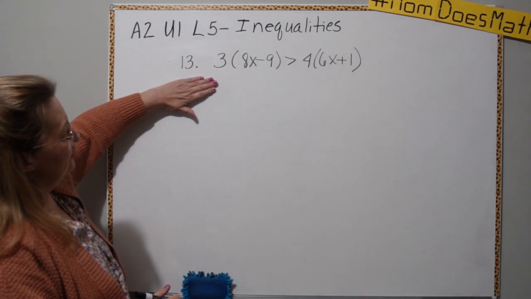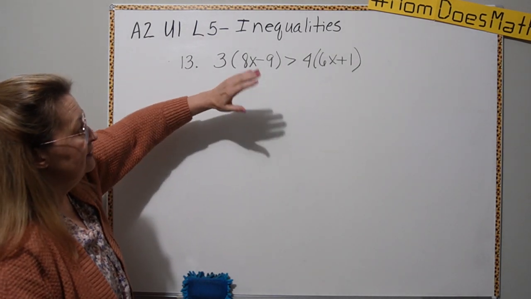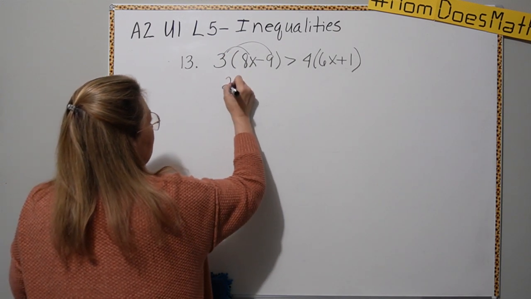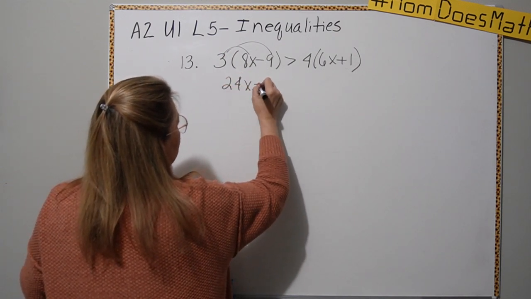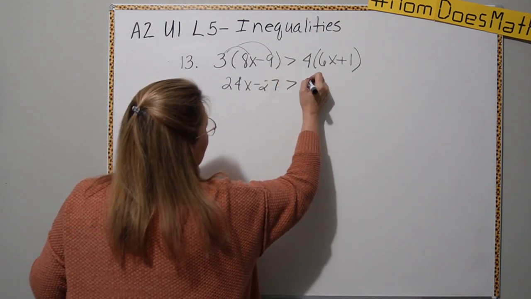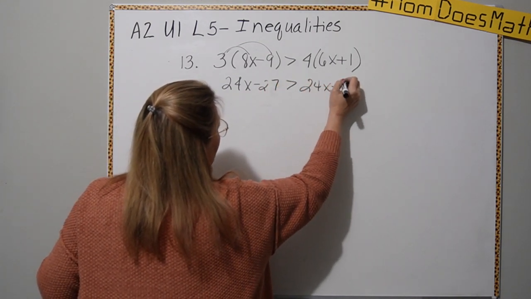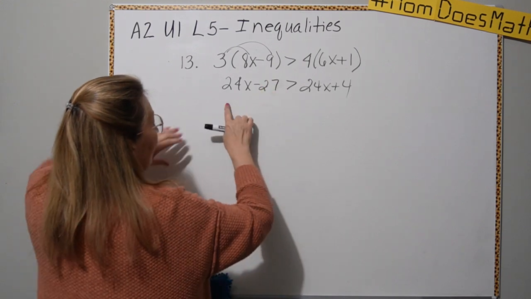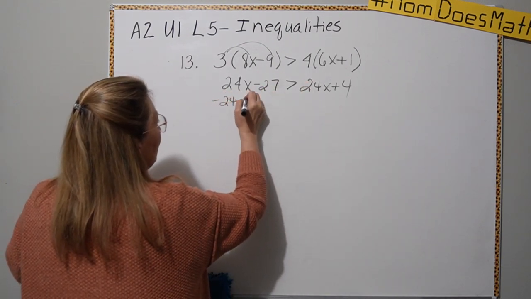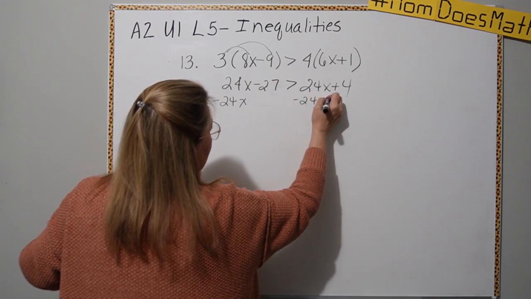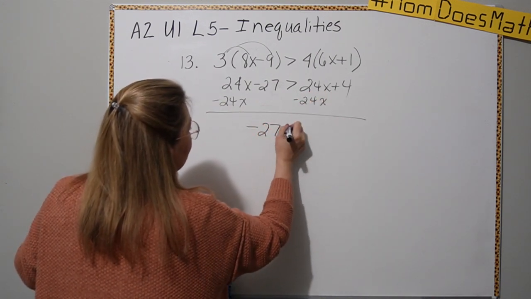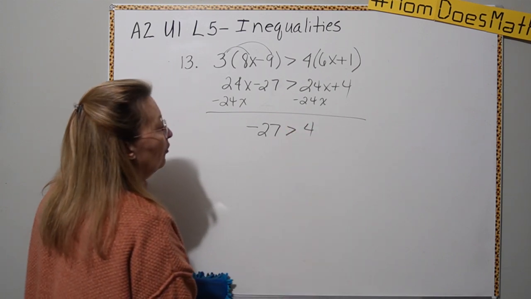Okay, let's look at number 13. We have parentheses on both sides. So let's start off by distributing. 3 times 8 is 24x minus 27 is greater than 6 times 4 is 24x plus 4. Now we have variables on both sides, so let's get rid of one of them. I'm going to subtract 24x from each side. And what I wind up with is negative 27 is greater than positive 4.